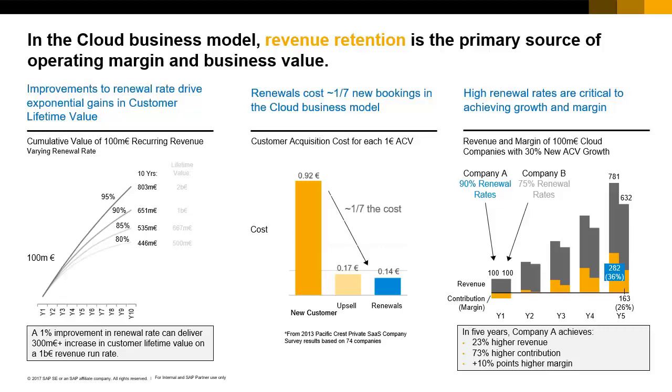As you can see from the final chart, in a 5-year period, Company A with a higher renewal rate achieves 23% higher revenue, 73% higher contribution margin, which provides more revenue left over to contribute to profit, and ultimately 10 points higher margin. So, to put it simply, not only do renewals help give you predictable revenue and a base from which to expand, but if you have to replace customers with new customers, you don't have a healthy business. This is particularly important to both cloud businesses as well as software services businesses.